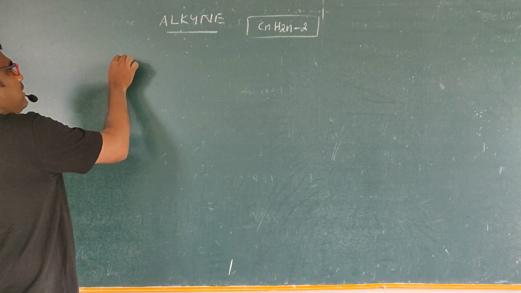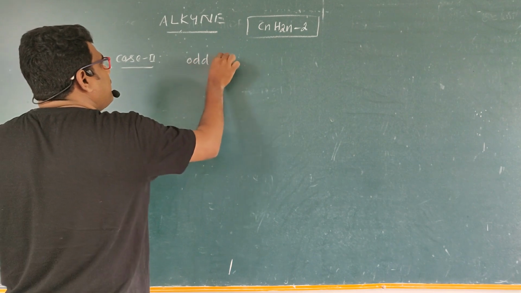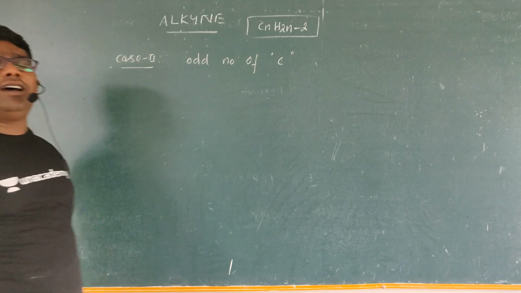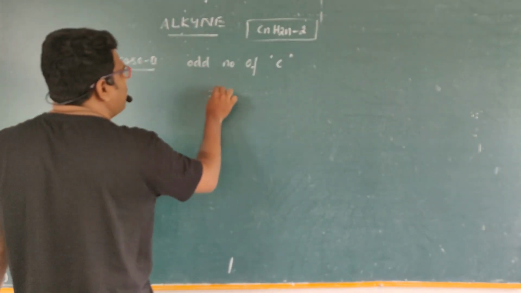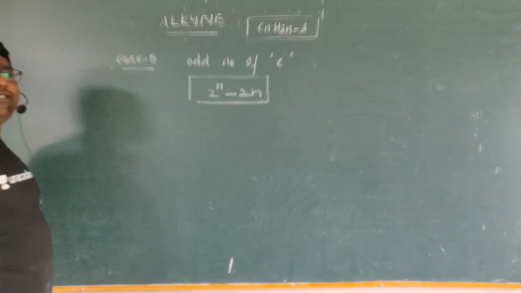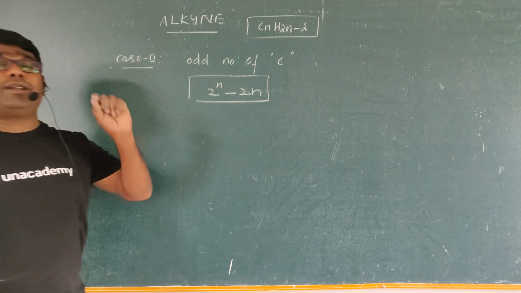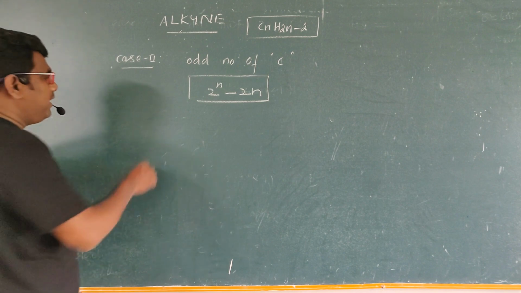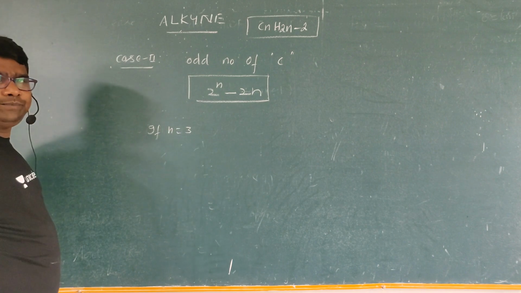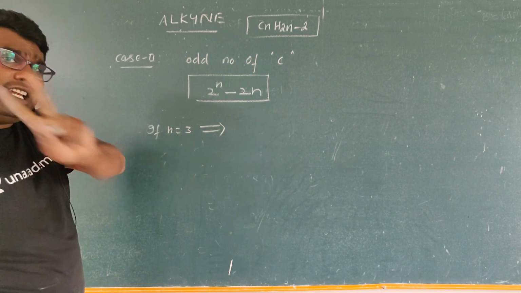So what is case 1? Case 1 is even, case 2 is odd value. So odd number of carbons present in alkyne. What is the formula? 2 power n minus 2n is the formula. By using this simple trick, we can calculate the number of isomers present in odd number of carbons in alkyne. For example, odd value, if n is equal to 3. 1 is not possible because alkyne indicates at least 2 carbons.